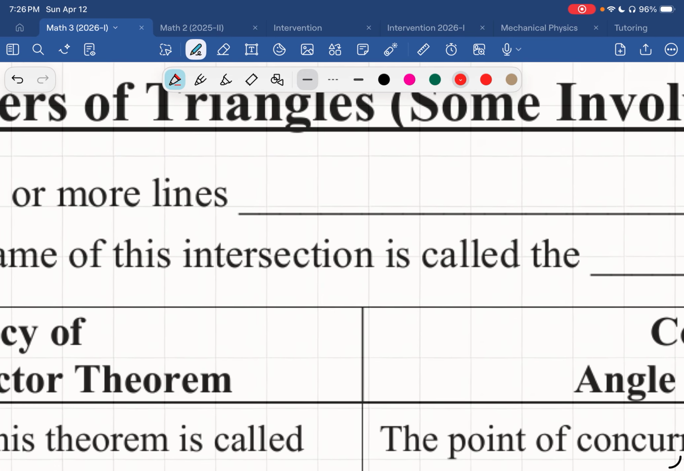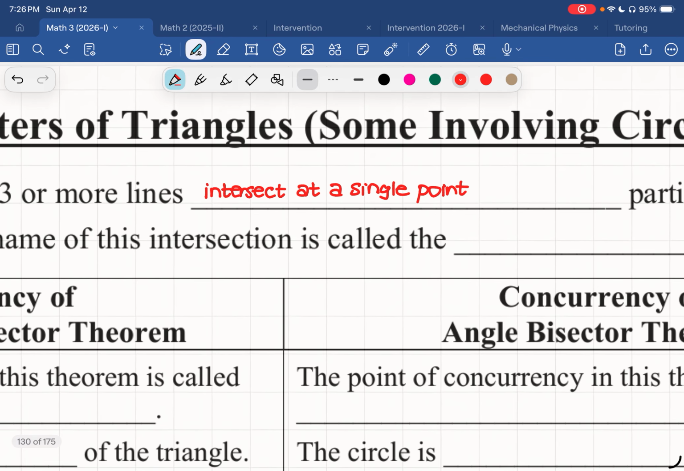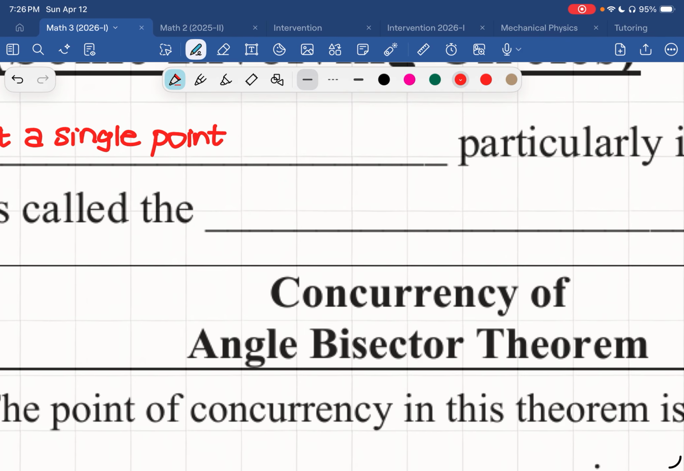So when three or more lines intersect at a single point, okay? And the name of this intersection in triangles is called the point of concurrency.